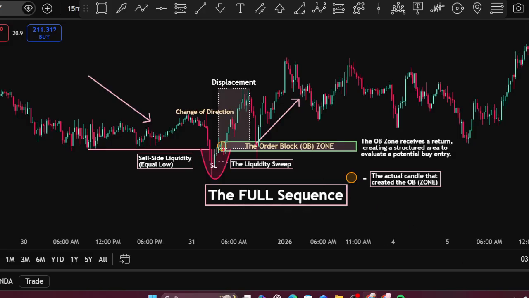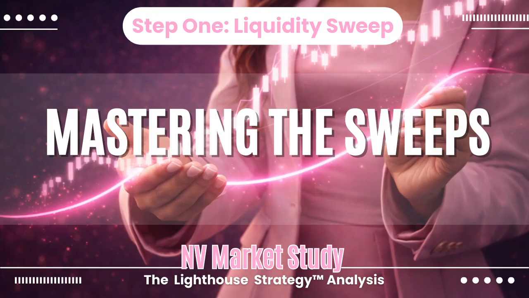All right, so let's go ahead and remove all of this and start with step one. Step one is liquidity sweep. Let's just talk about it real quick. This happens when price moves into an area where liquidity has accumulated. So for example, if price moves above the equal highs, like this.